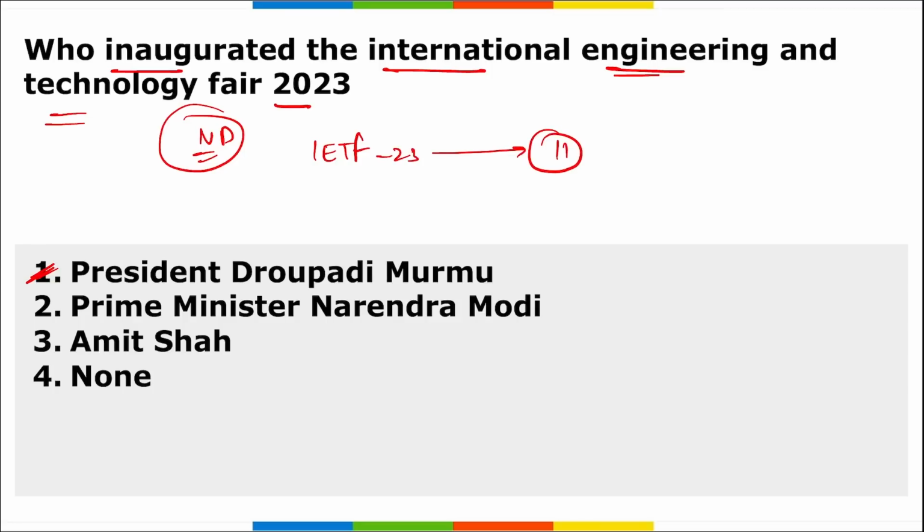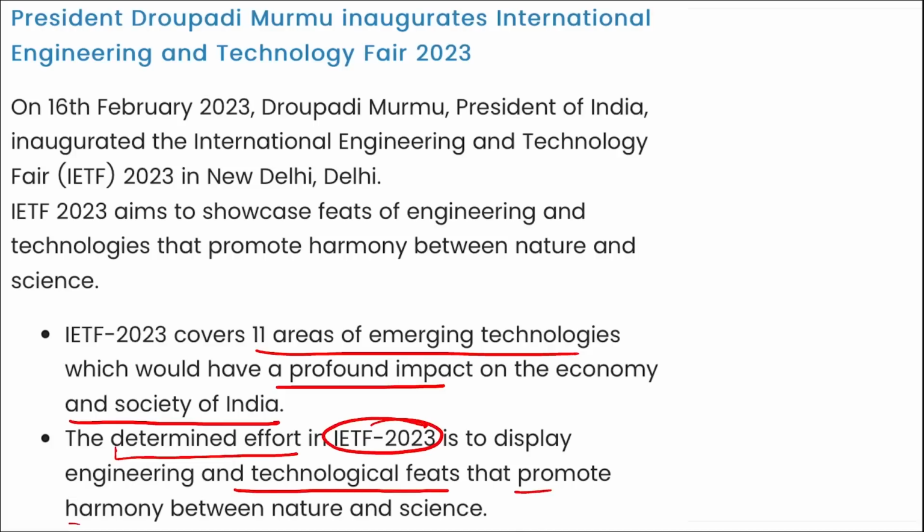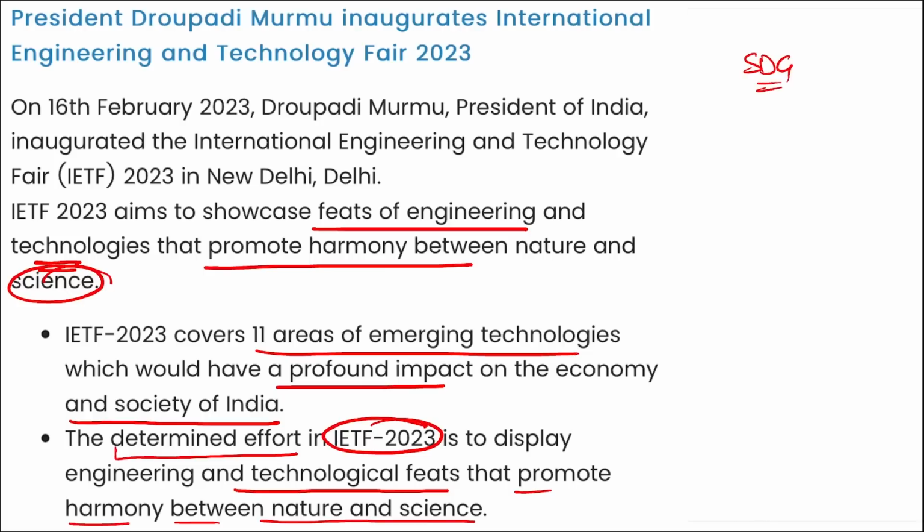This covers 11 areas of emerging technologies which would have a profound impact on the economy and society of India. The determined effort in this International Engineering and Technology Fair is to display engineering and technology feats that promote harmony between nature and science. So coming back, this was launched by President Draupadi Murmu, and the aim here is to showcase feats of engineering and technologies that promote harmony between nature and science. That means to come up with such technologies that will be working on sustainable development goals, that will be connecting our daily lives to nature and environment, and also that will be more towards cleaning our environment than polluting it.